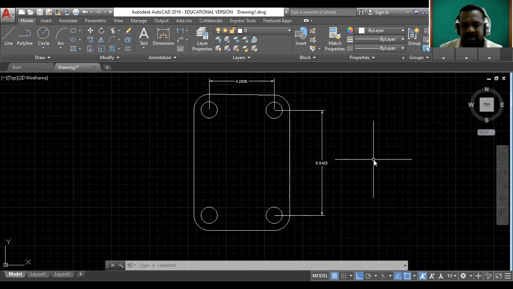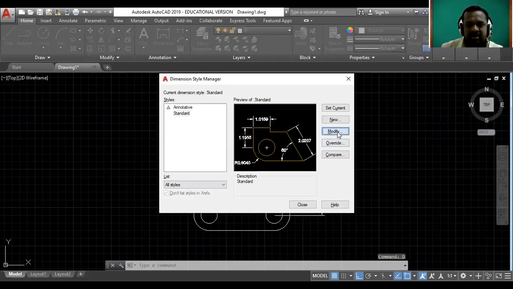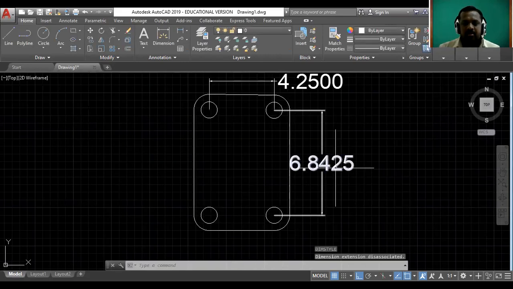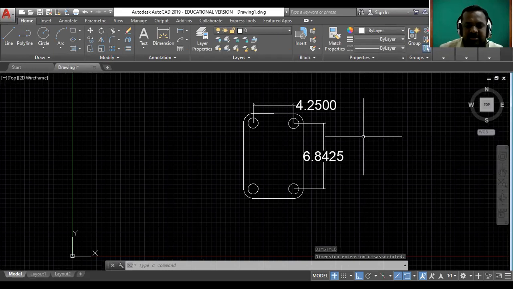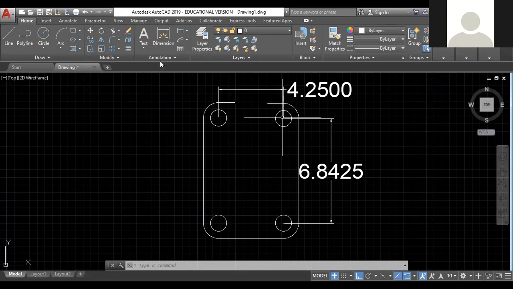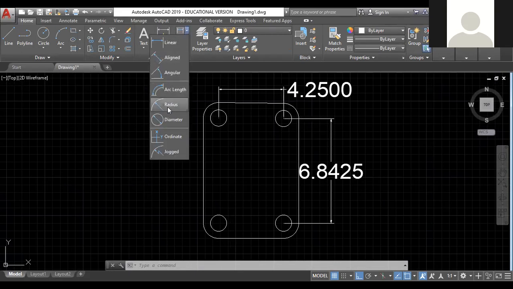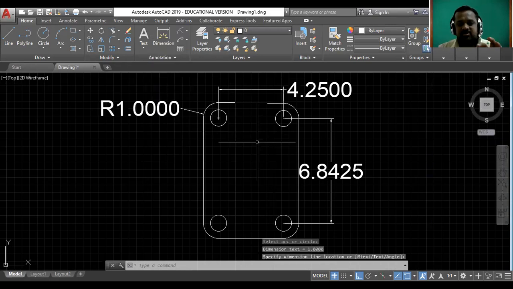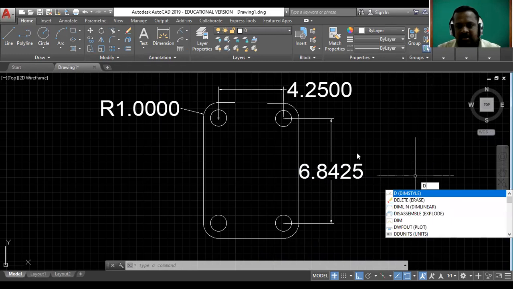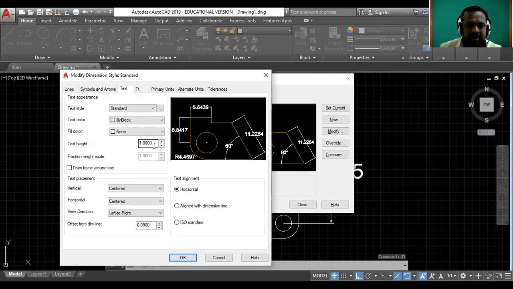Press the D, enter, modify, then text and increase the text height. Now it is visible. Yes, please reply me. Yes, sir, it is visible. Okay. Then show this radius also. It is one. But again, it is showing very large, so again we have to minimize the size of this number. Just press the D, enter, modify, text and height.